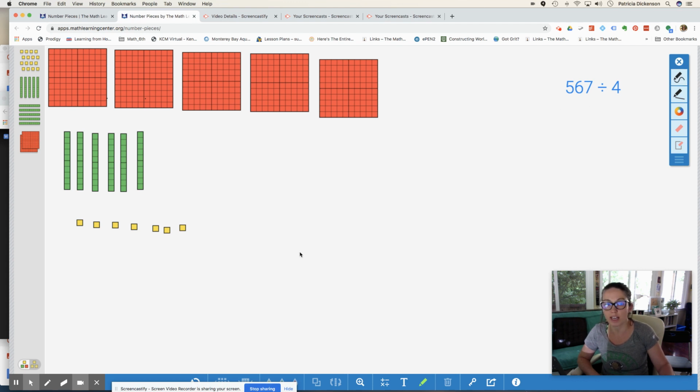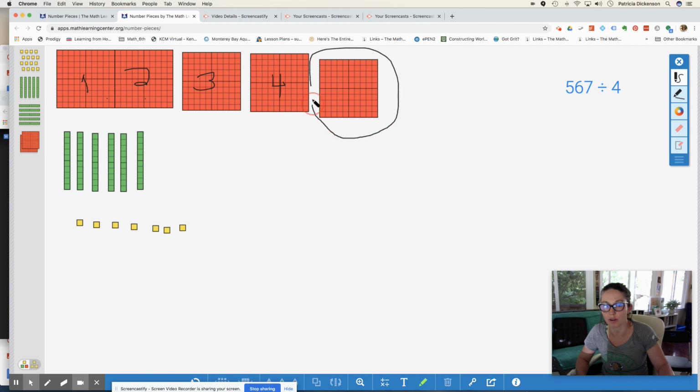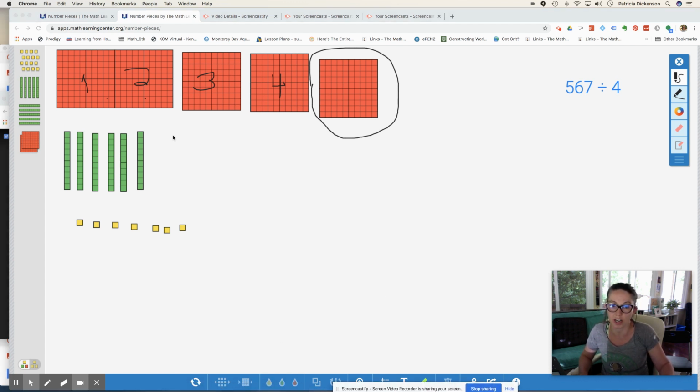So I can certainly share these hundreds with 4 of my friends. Every friend will get 100, right? So I have one for everybody. I have enough for each one. So there's 1, 2, 3, 4. Then I have this 100 that's left over. Can't share that equally with 4 of our friends, but I could change it. I could break it apart and make some equal shares with my tens.